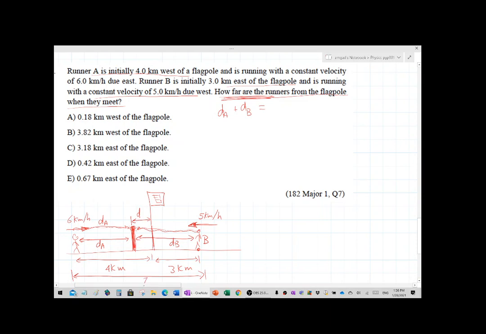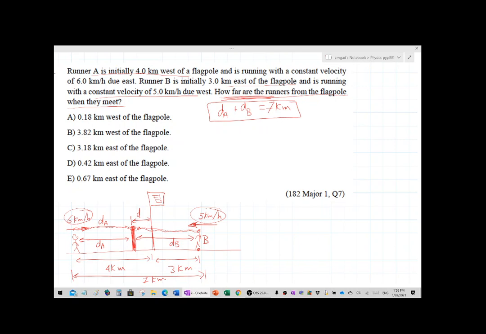Which is 7 kilometers. So the distance in between is 7 kilometers before they start. So this is an equation. I know the speed of the first one and the speed of the second one. So let me have a relation between the speed and the distance of each one.